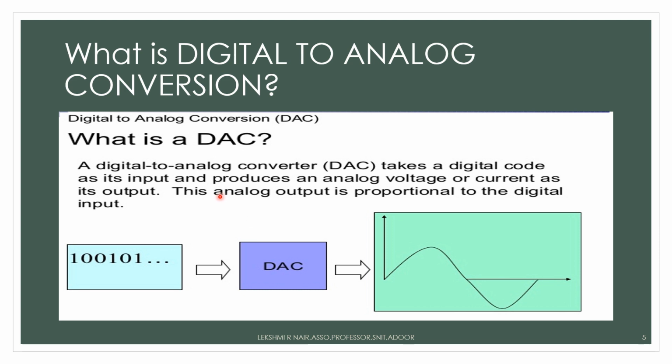So a digital to analog converter, or DAC, takes a digital code as input and produces an analog voltage or current as output. This analog output is proportional to the digital input. So the output of the DAC will be an analog signal which is proportional to the digital input.